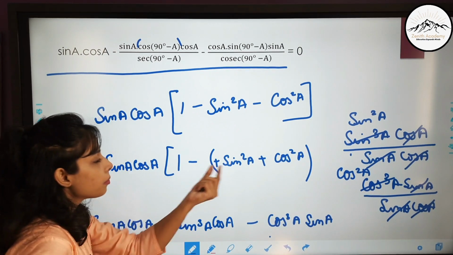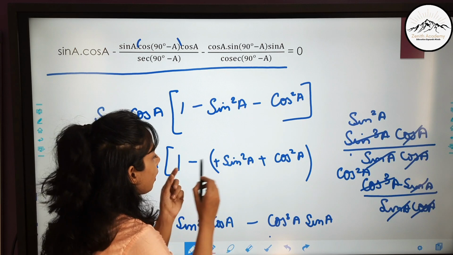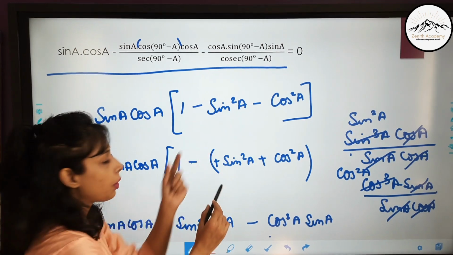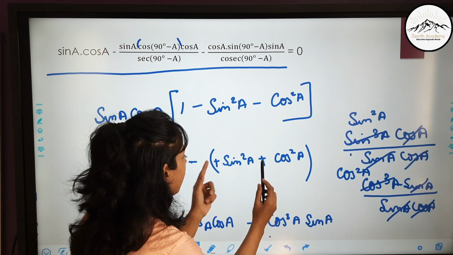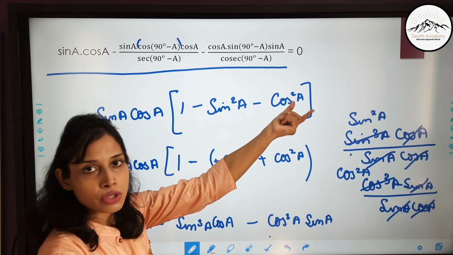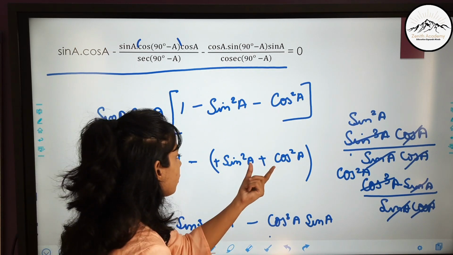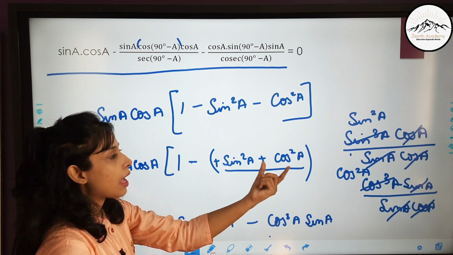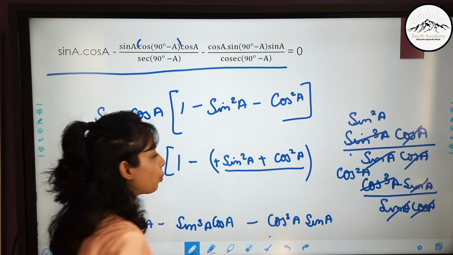This is so because when we open the bracket, minus plus gets minus, which is minus sine square A, and minus plus is again minus, which is minus cos square A. So this is how we take the common. Now this we know, sine square A plus cos square A is equals to 1.